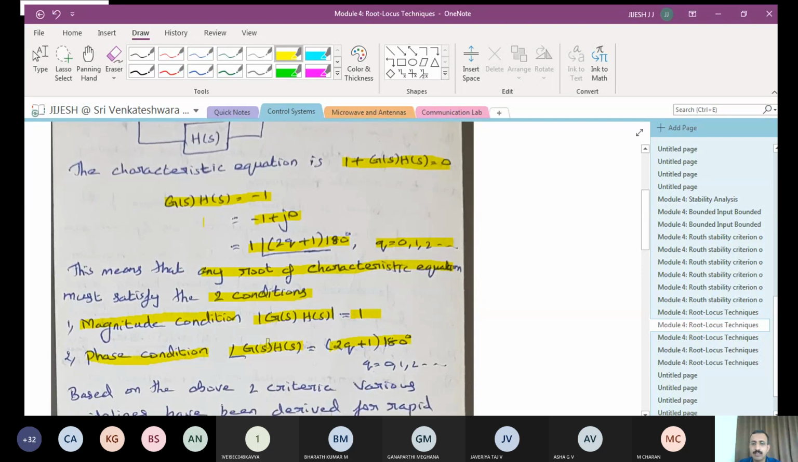The angle of G of S H of S has to be (2q plus 1) into 180 degrees. So these are the two conditions: one is the magnitude condition, another is the phase condition. These two conditions have to be satisfied for any root of the characteristic equation.